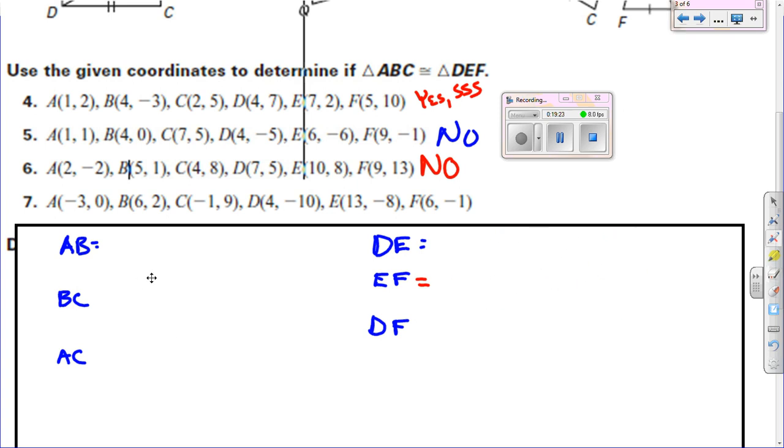Number 7 goes 2 minus 0, which is 2 squared, plus 6 minus negative 3, which is 9 squared. Which is square root of 85. DE, negative 8 minus negative 10 gives you positive 2 squared. 13 minus 4 gives you 9 squared. You can tell right now it's going to be exactly the same.